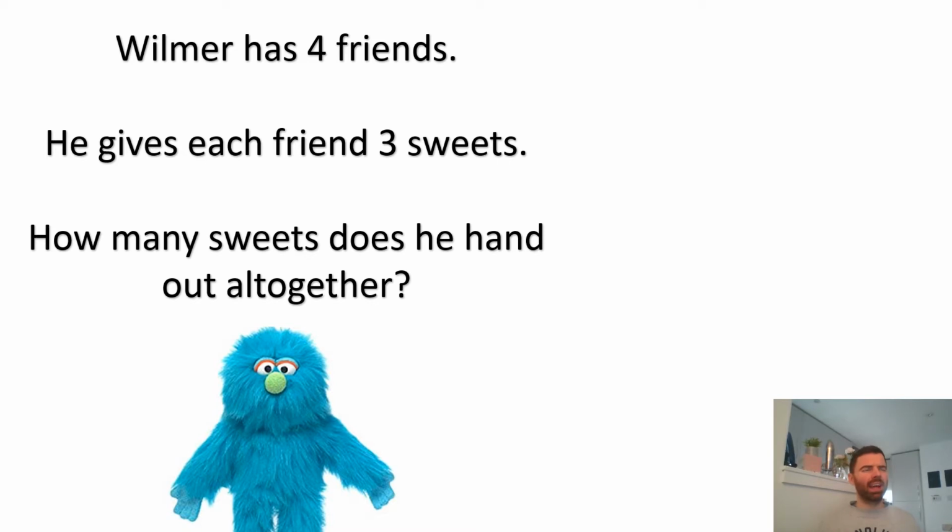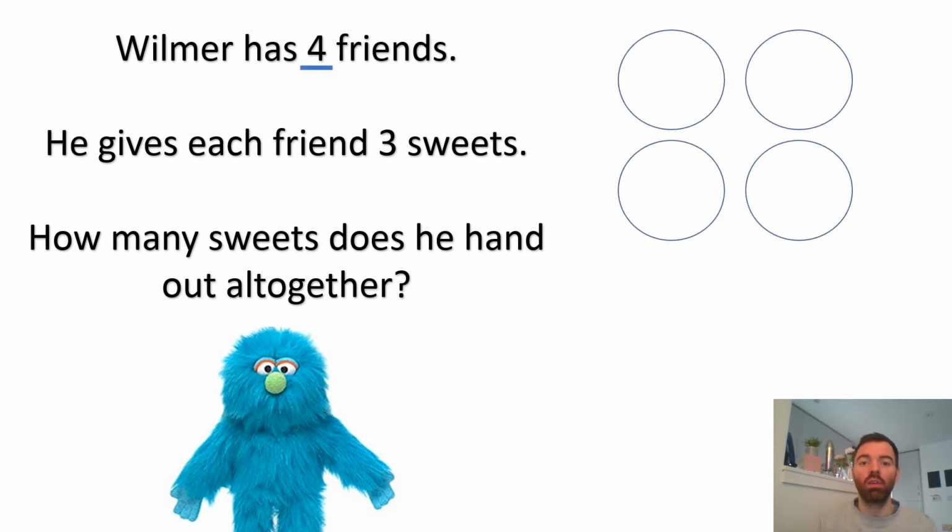How many sweets did you give me again? How many sweets did I owe you after you get? These are things that you need to figure out. So how do we go about solving one of these problems? Well, the first thing we need to do is identify the amounts. Wilmer has 4 friends and he gives each friend 3 sweets.